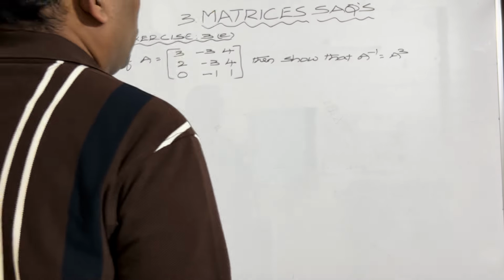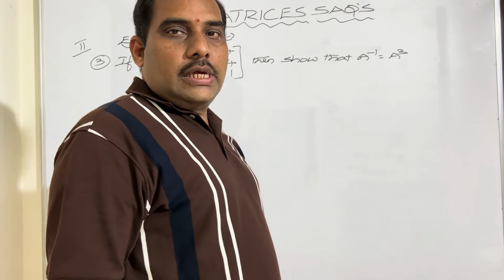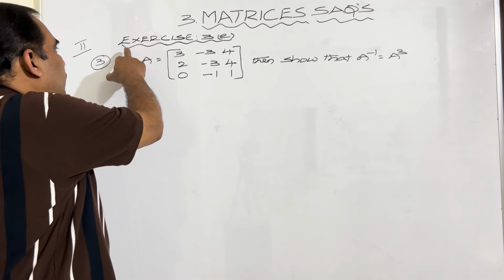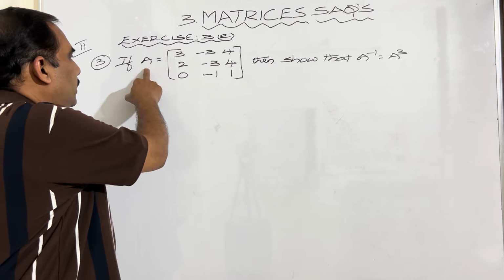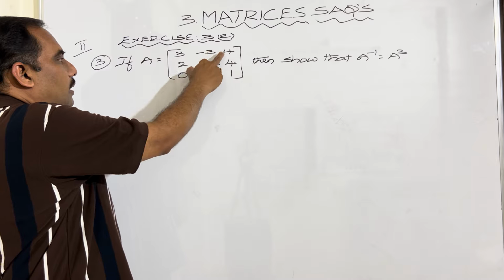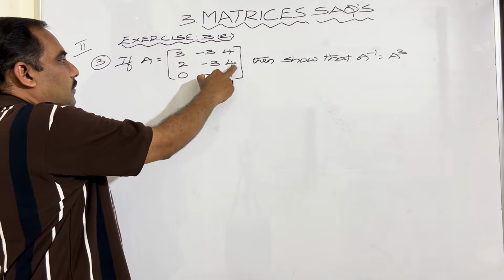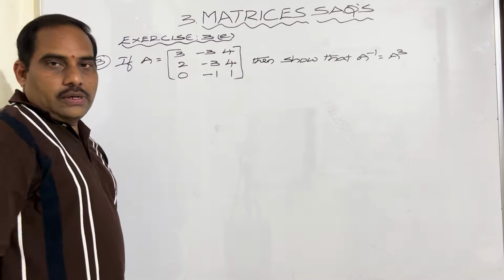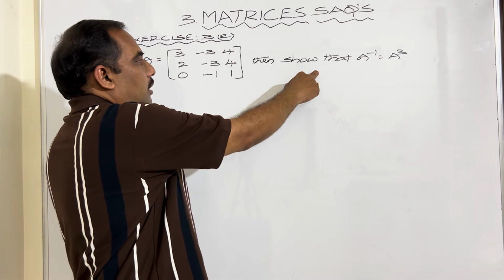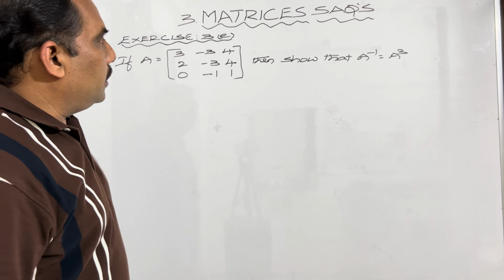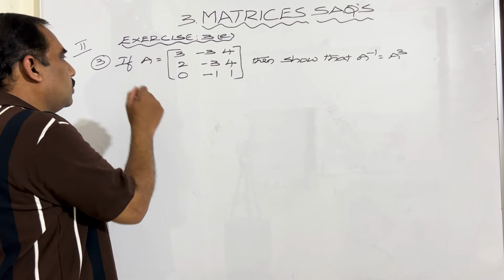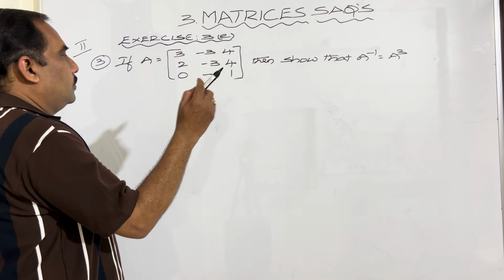In this video, we are going to discuss matrices, SAQs, exercise 3E, section 2, third problem. If A is equal to the matrix [3, -3, 4; 2, -3, 4; 0, -1, 1], then show that A inverse is equal to A cube, which is also a very important problem. So now how to show that A inverse is equal to A cube?